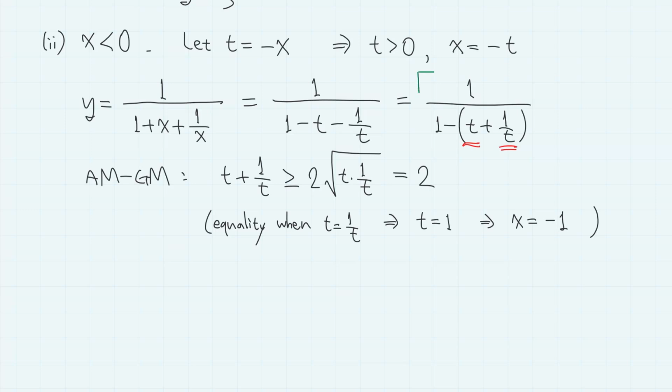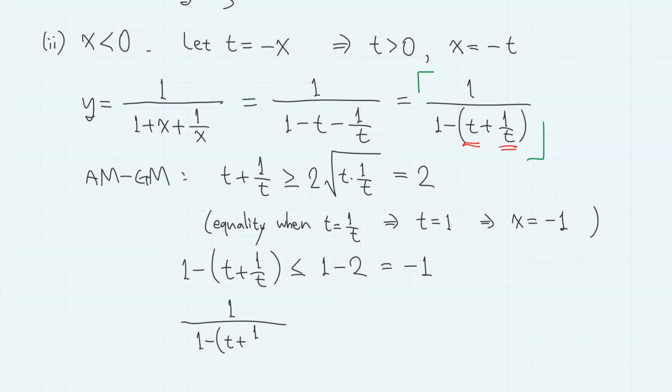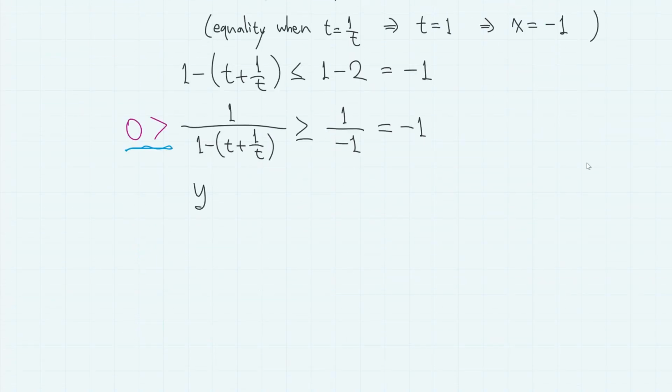And let us obtain this expression. So first, 1 minus t plus 1 over t is now less than or equal to 1 minus 2, so negative 1. And if we take reciprocal, 1 over 1 minus t plus 1 over t is now greater than or equal to 1 over negative 1, so negative 1. And here we also automatically obtain this less than 0. So in this case, we have y is greater than or equal to negative 1 and less than 0.